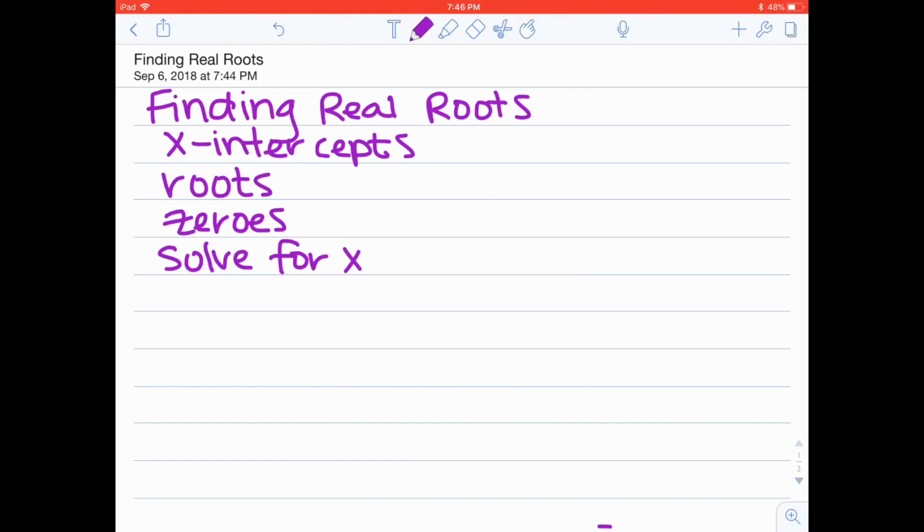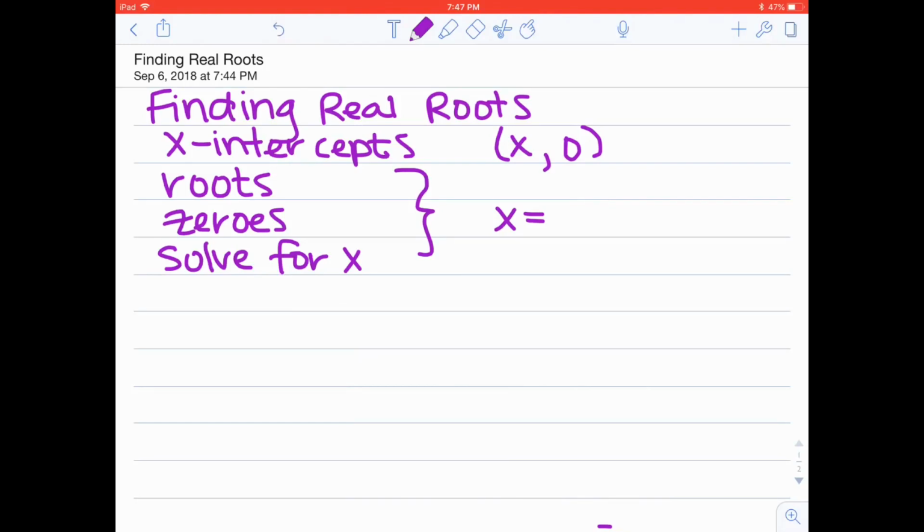So if they ask for an x-intercept, I always want you to write the solution or your answer as a point. An x-intercept is a point. For the rest of these, if it says find the roots or find the zeros or solve for x, then when you write your answer, you can just say x equals whatever it equals. Okay, so that's something that I would like for you to keep in mind.